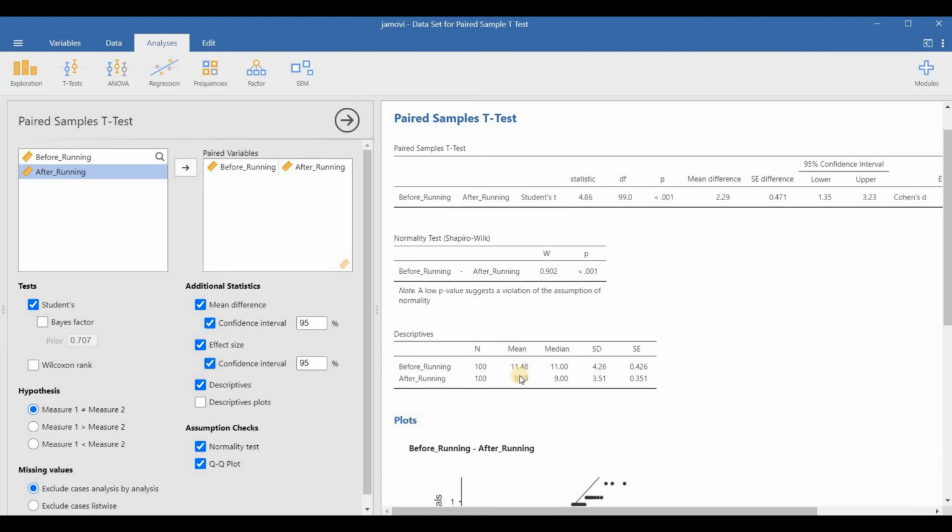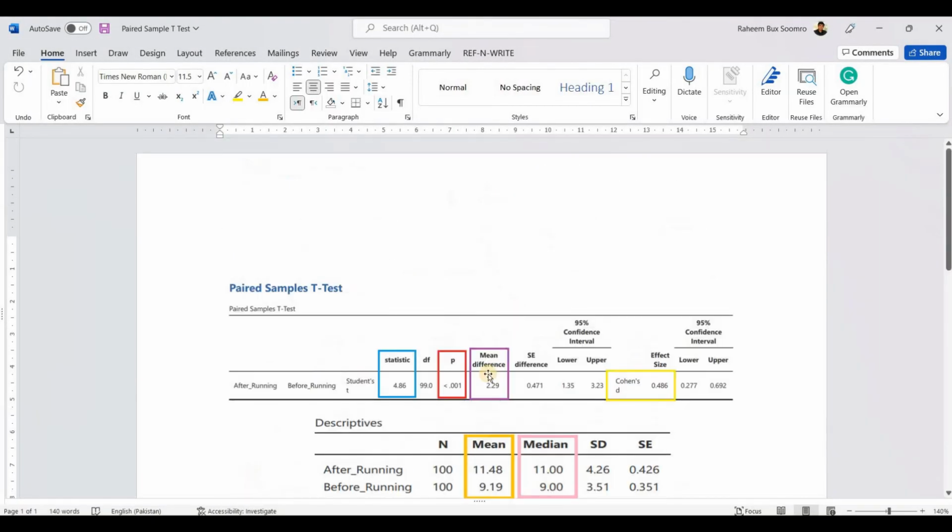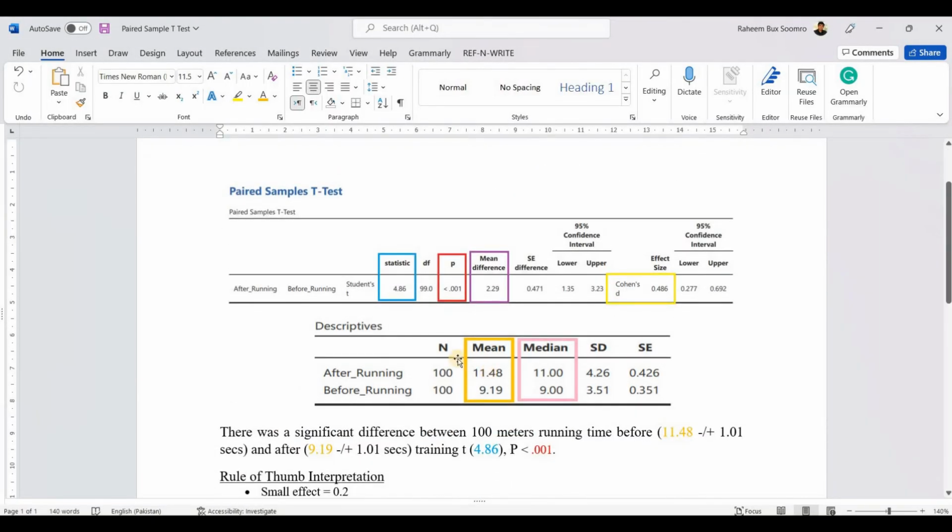The mean is 11.84 and 9.19. The median is 11 and 9. The standard deviation you are looking at here. Okay, so now how do we interpret all this, how do we understand it? I have developed a Word file, so we are going over there to understand these results. By the way, I have pasted both of these tables over here. So these same tables you are looking at here.